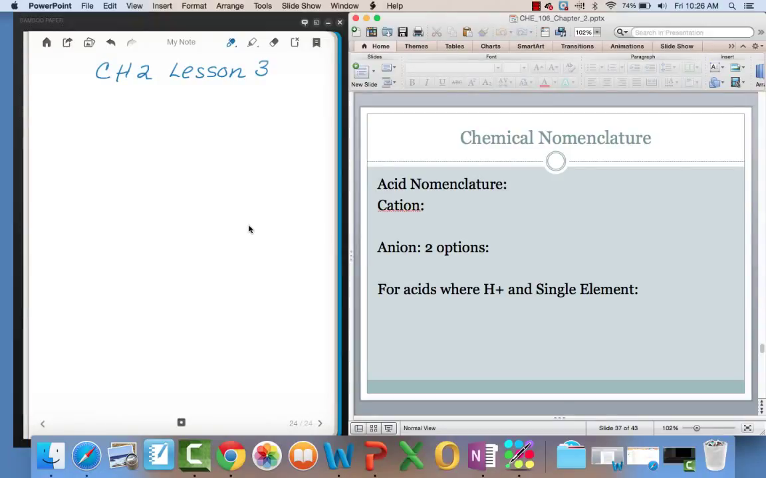Okay, so we're finishing up with Chapter 2. This is Lesson 3, and we are going to talk about naming acids and covalent compounds. So let's start with acid nomenclature first.